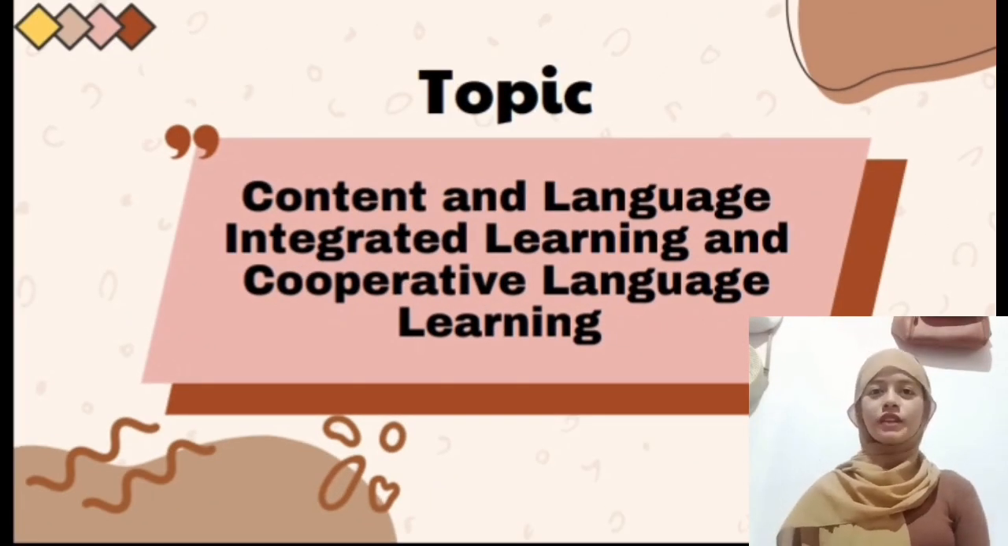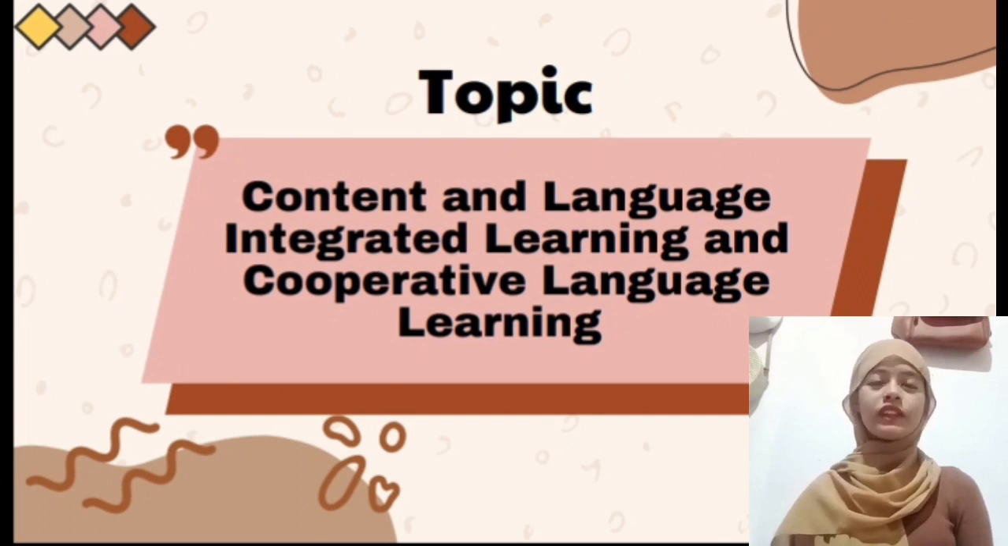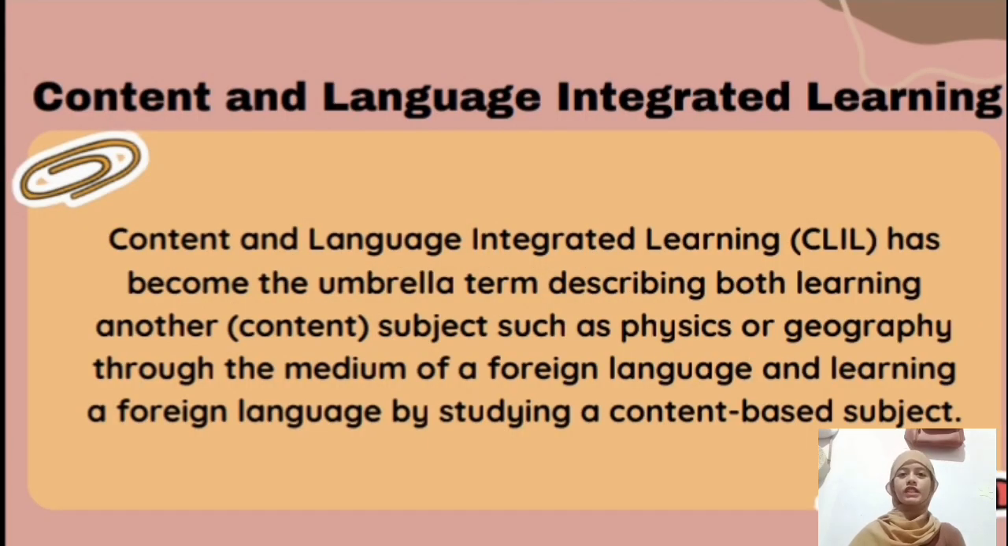First, let us define what is content and language integrated learning. Content and Language Integrated Learning, also known as CLIL, has become the umbrella term describing both learning another content subject such as physics or geography through the medium of a foreign language and learning a foreign language by studying a content-based subject.